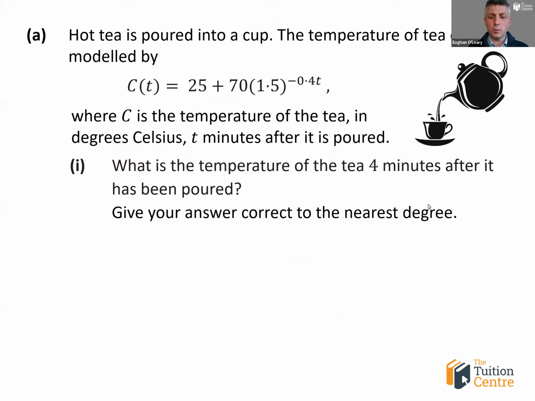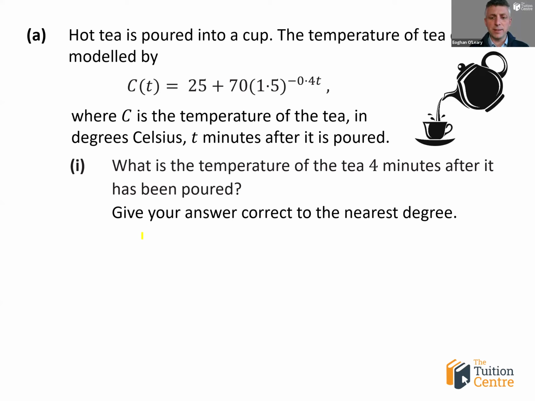Hot tea is poured into a cup. The temperature of tea is modeled by this function. So C(T) is equal to 25 plus 70 times 1.5 to the power of minus 0.4T, where C is the temperature of the tea in degrees Celsius, and T, the letter, is minutes after it is poured. What is the temperature of the tea 4 minutes after it's been poured? Give your answer correct to the nearest degree.